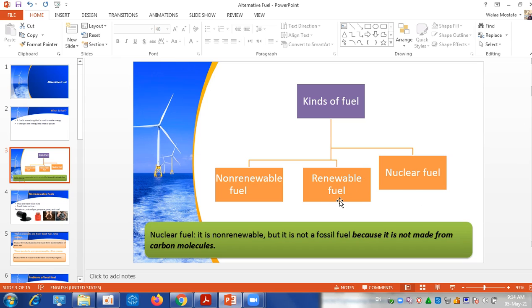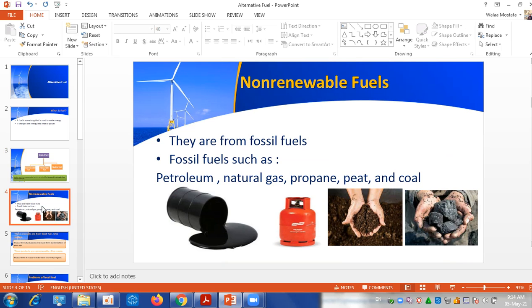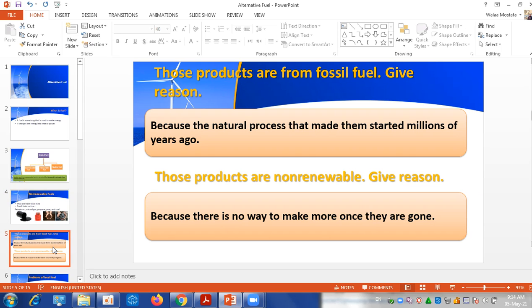And next week, if we are still alive, we are going to discuss the renewable one. But just to remind you, the non-renewable fuel that we have discussed is formed from the fossil fuels, like petroleum, natural gas, propane, the remains of dead bodies, and the coal that we use in getting fire. We said that those products are from fossil fuels because they are made from natural materials or components that have been formed through millions of years.